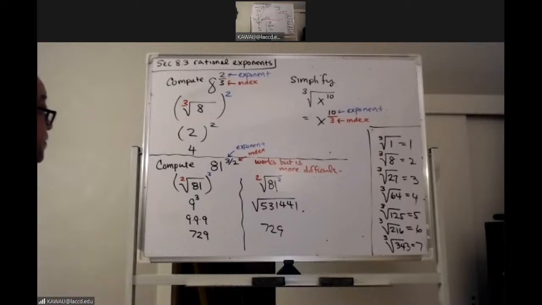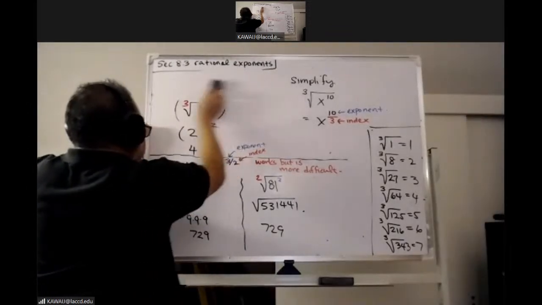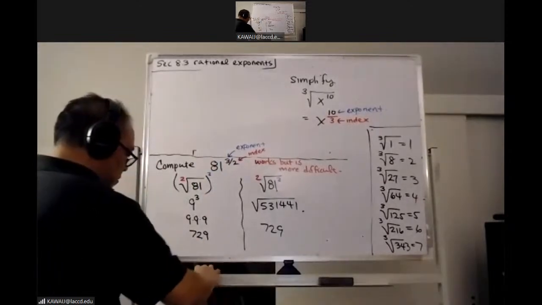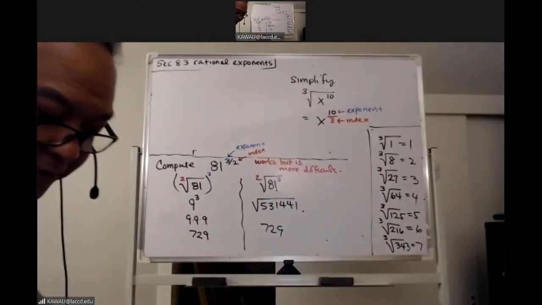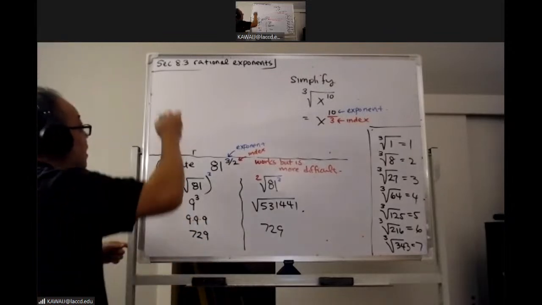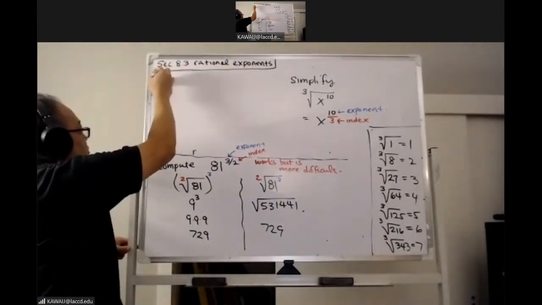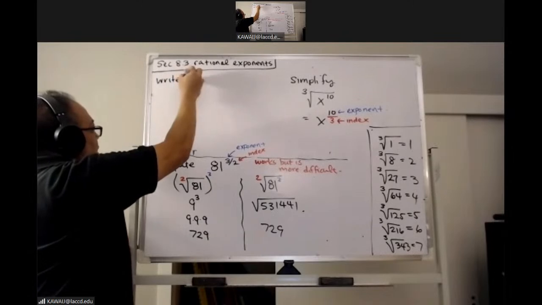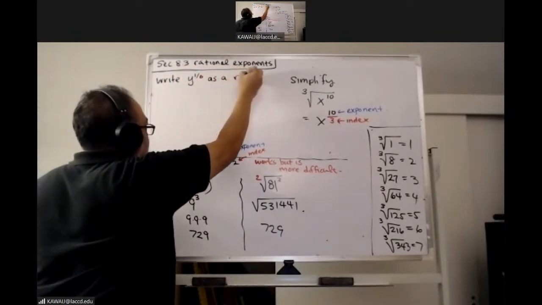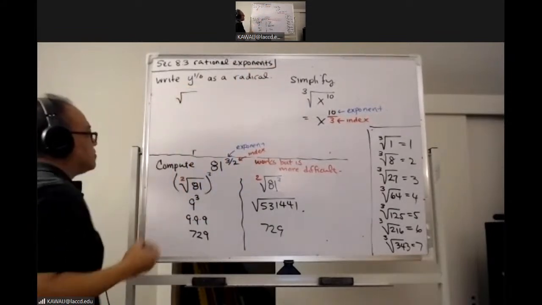Okay, now let's start with just some of the brute force homework questions. So I've already given you the whole shebang for this section. Let me just get you past some of your homework. So one of them will be: write y to the 1/6 as a radical. So go ahead and write it as a radical.